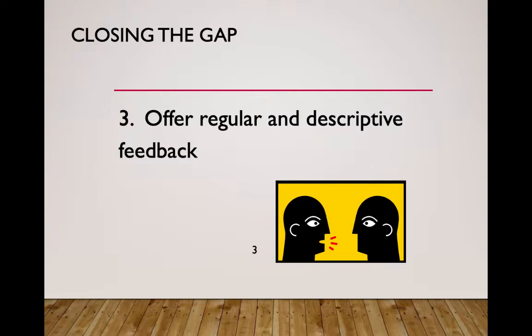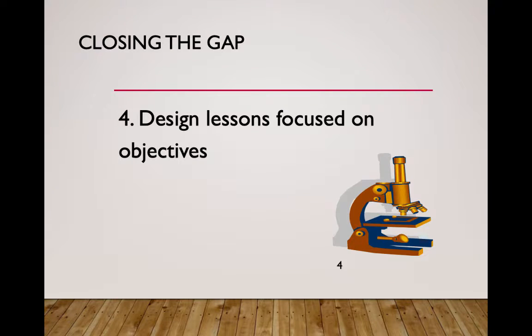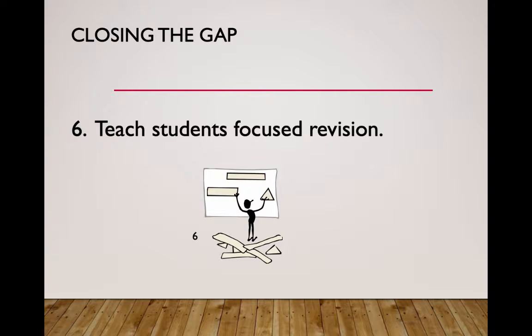This one, offer regular and descriptive, not evaluative, but descriptive feedback. Design lessons focused on objectives. You're specifically teaching what you said you were going to be teaching. Teach students focused revision. Teach them how to fix what's broken and give them opportunity to do that. If they did poorly on a task, show them how to make it better and let them make it better.